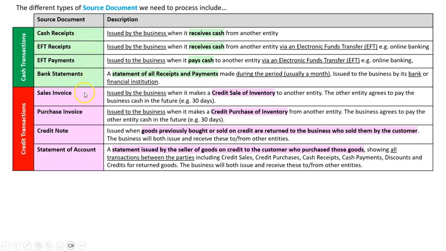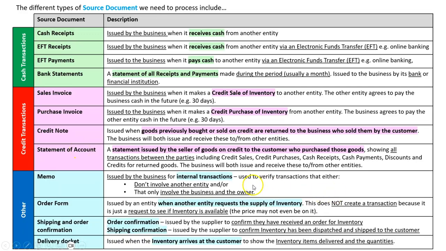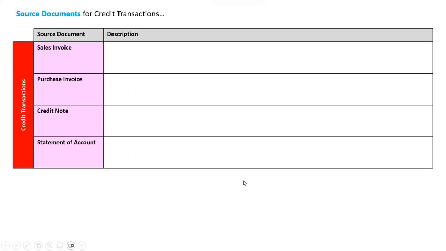And in this chapter, we're going to go through the following: sales invoice, purchase invoice, credit note, and statement of account. That will just leave, in the next chapter, some odds and ends, some other source documents that we need to process: memos, order forms, shipping and order confirmations, and delivery dockets. So let's get stuck into the source documents for credit transactions.